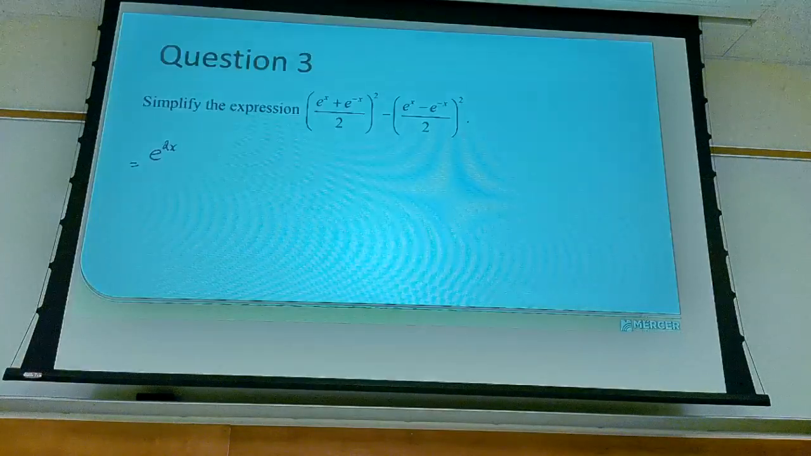Twice their product. So what's e to the x times e to the minus x? Same base, so you add the powers. What's x minus x? What's e to the 0? 1. Double it. Then e to the negative x squared, e to the minus 2x. There's your first fraction squared.